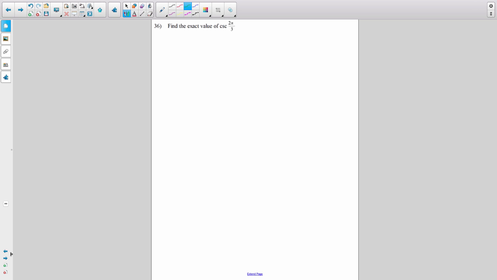Okay, 36, finding exact values again. Now, again, I'm not really good at this. I'd rather go to degrees. So I'm going to convert 2 pi over 3 to degrees first, and to do that, multiply by 180 over pi. Put your degrees on top. Okay, so those cancel, and I'm left with 360 over 3, which is 120. Okay, now that I know how to deal with.